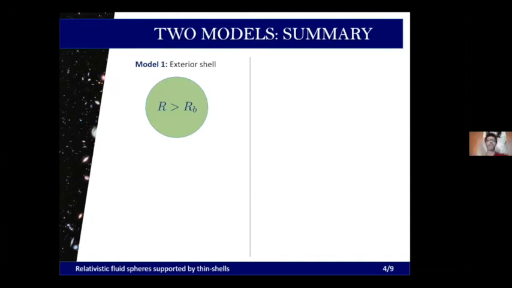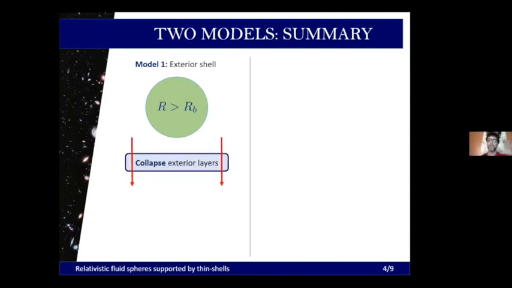So let's take a star like this one. This star has a radius bigger than the Buchdahl radius. So if you don't remember, the Buchdahl radius means that if the star has a radius smaller than the Buchdahl radius, it will develop a singularity inside. So in this model number one, we start from a star with a radius bigger than the radius of Buchdahl, and this guarantees that there are no singularities inside the star.